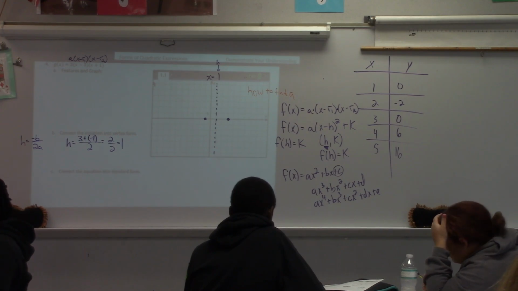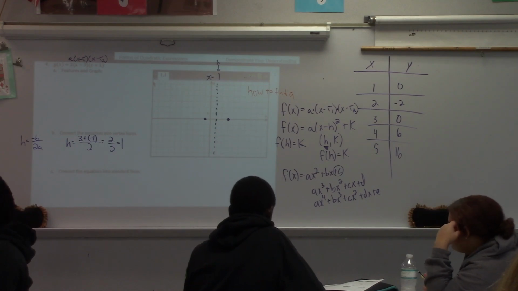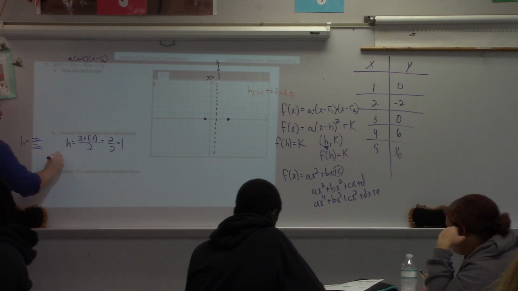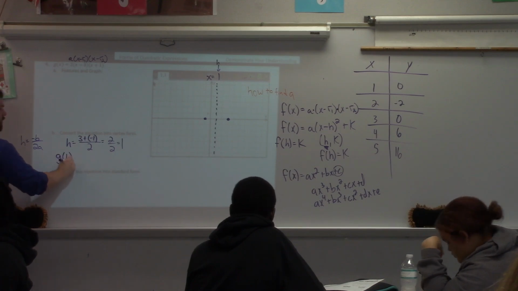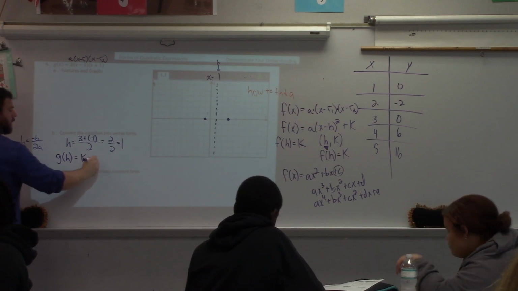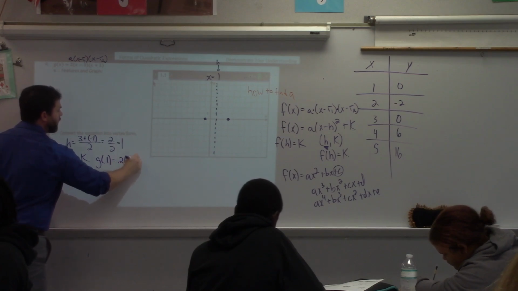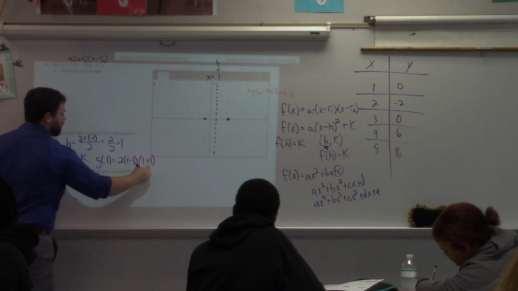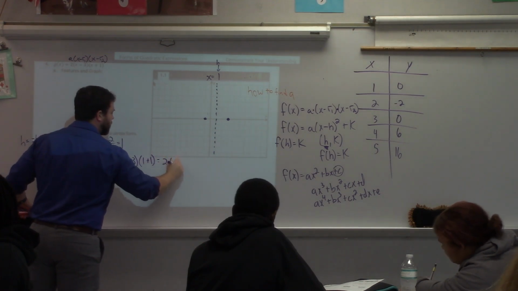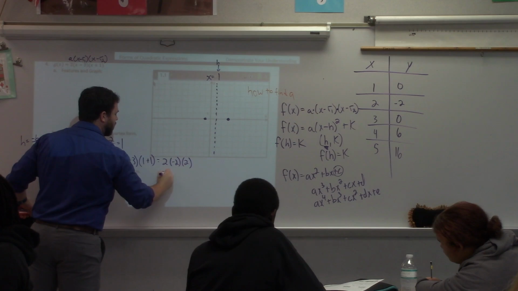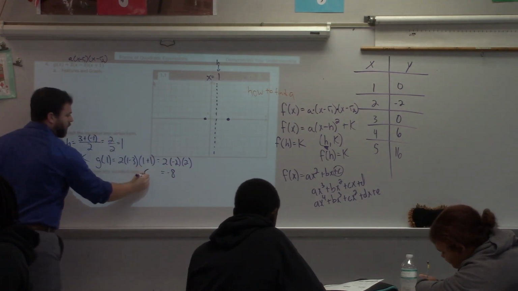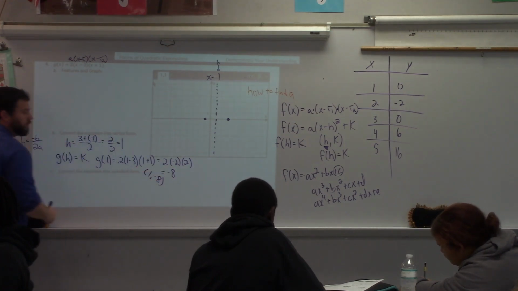And the next detail is the same from standard form. If h is my input, what's my output? Okay. K, right? So if I substitute h in, I get out k. So g of 1 is equal to 2 times 1 minus 3 times 1 plus 1, or 2 times negative 2 times 2, or negative 8. My vertex is (1, negative 8).